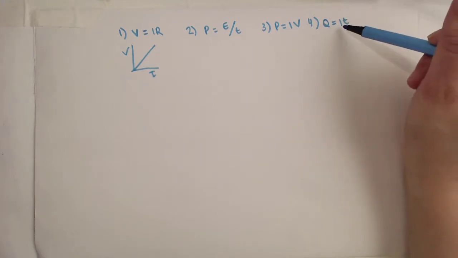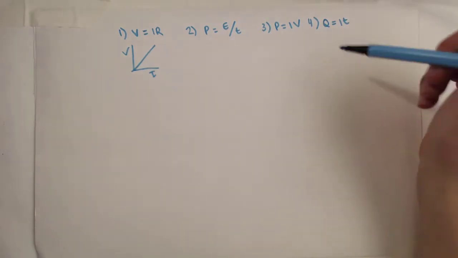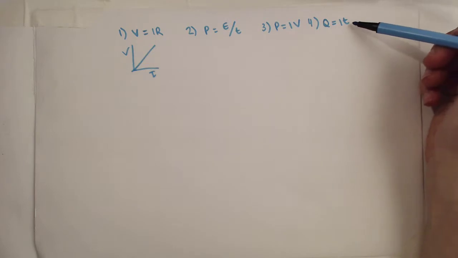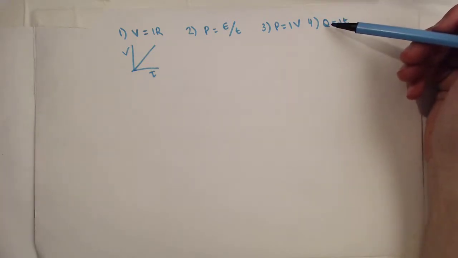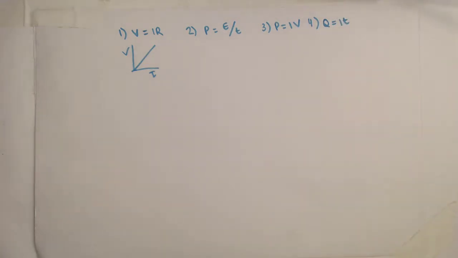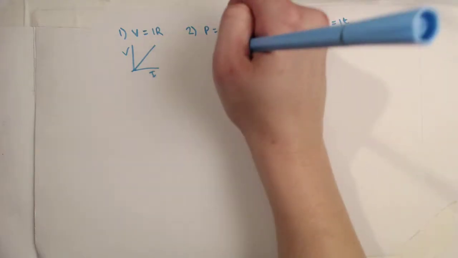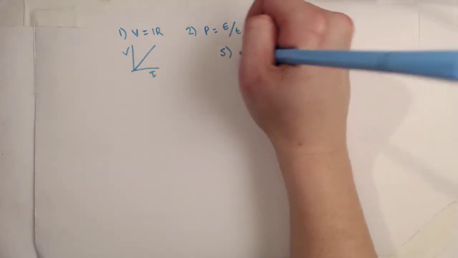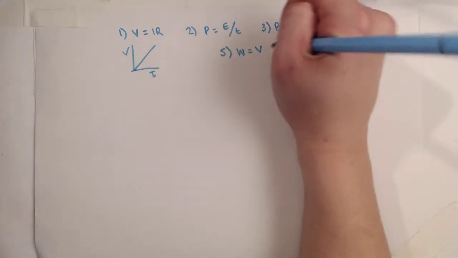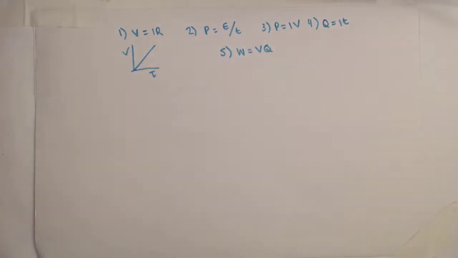Remember that current is defined as the rate of flow of charge. So that's the rate, time here, and that's the flow of charge, Q, there. So that's an easy way to memorize the definition. And then number 5, we have that the work done is equal to voltage times the charge.